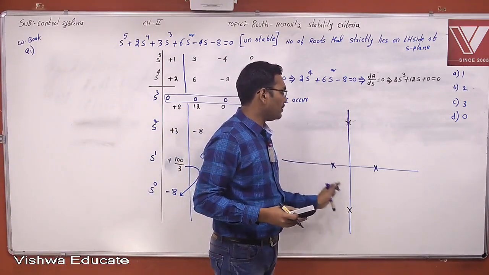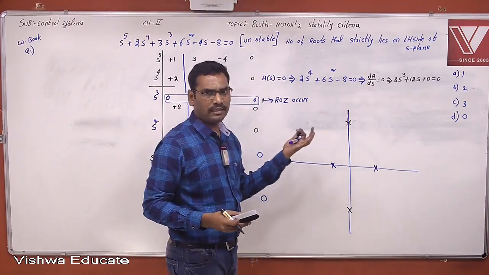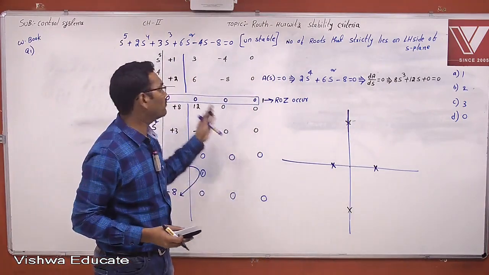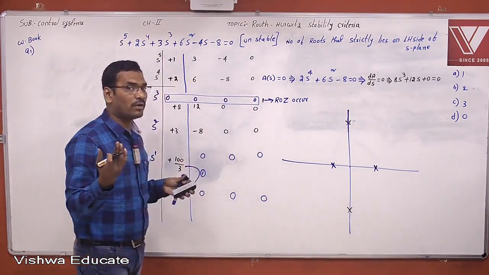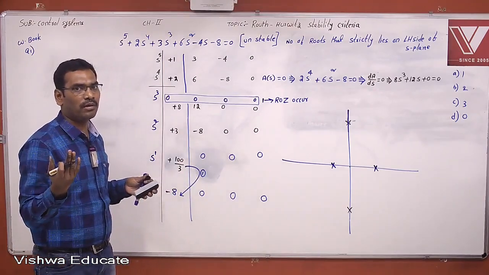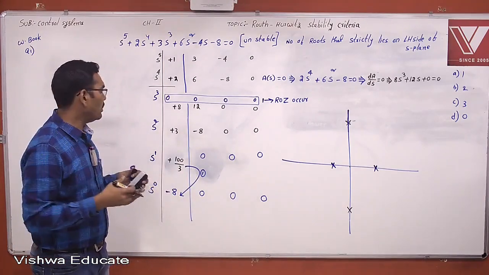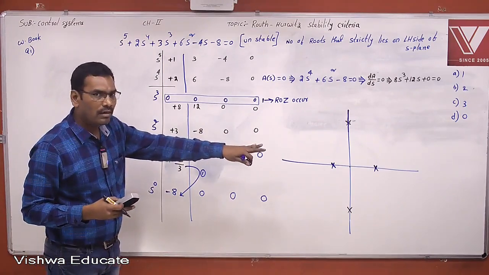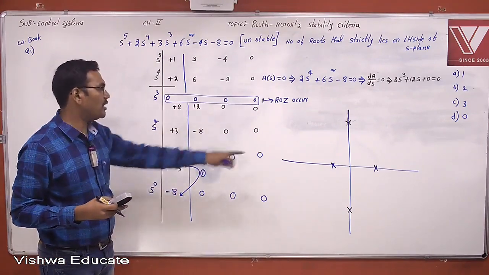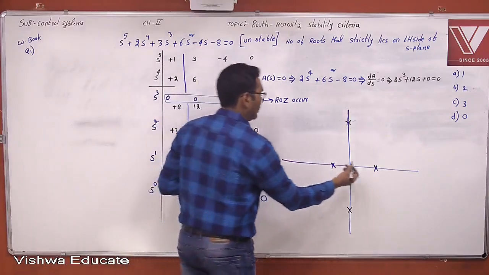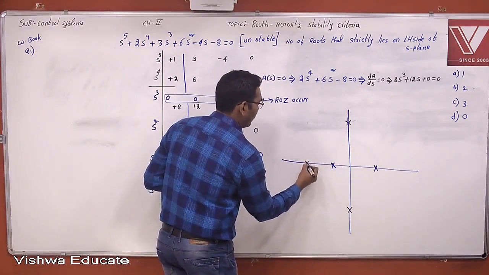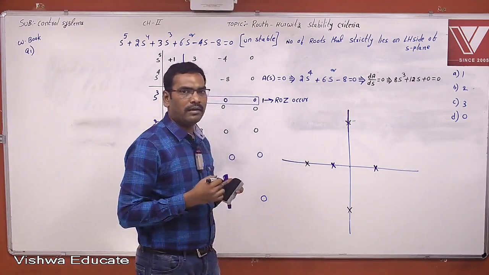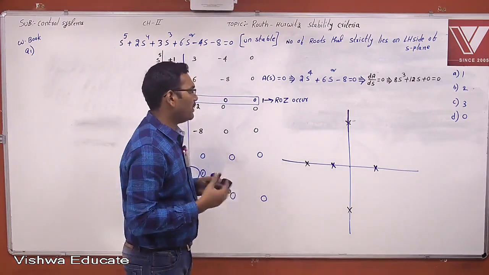Out of total 5 poles, the location of 4 poles is completed. Now where is one more pole? You tell me, where is the one more pole? Is that one more pole on the right hand side? No. Why? Because only one sign changed, therefore only one pole is on the right hand side, therefore definitely that pole is on the left hand side of the S plane.